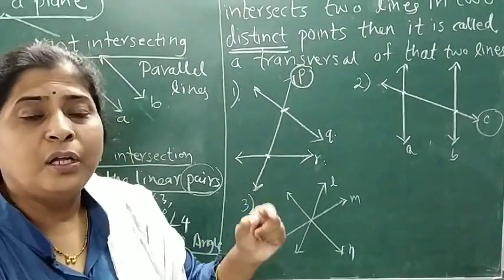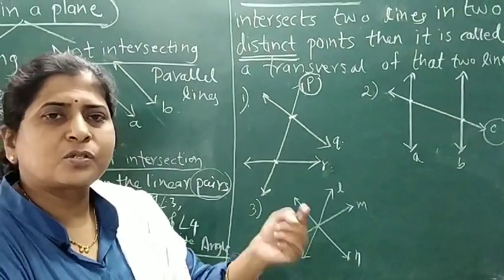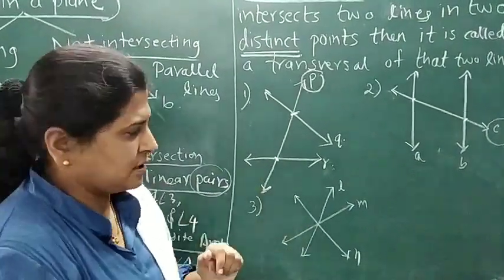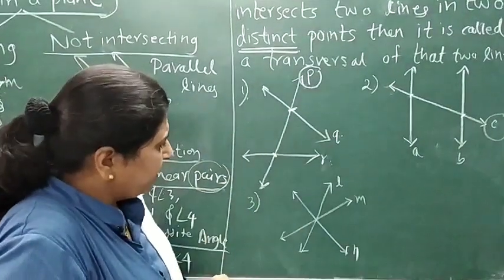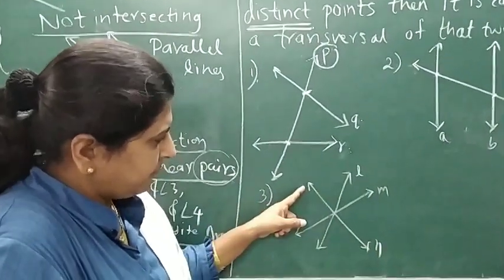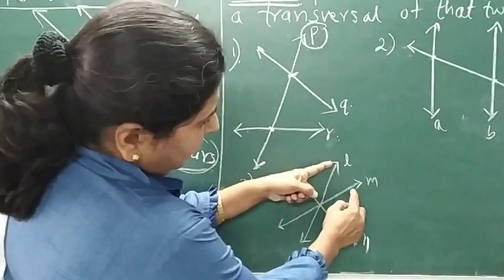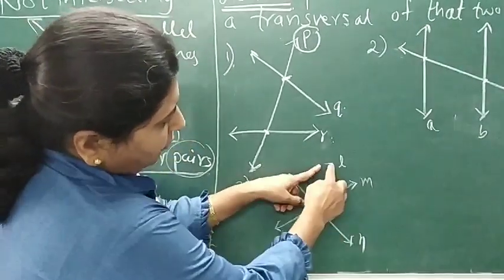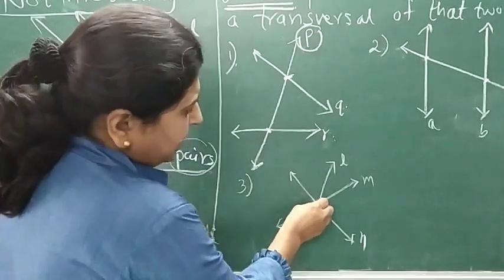You have to find out which one line intersects the other lines. That is your transversal of the other two. Come to figure number 3. Here we have line L, line M and line N. Now line L is intersecting M at this point, and line L is intersecting line N at the same point.